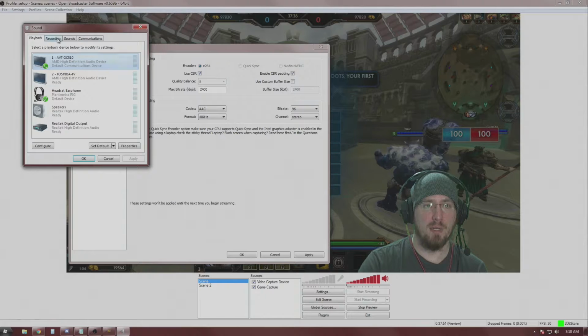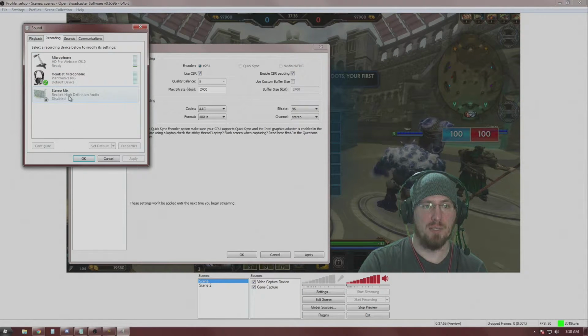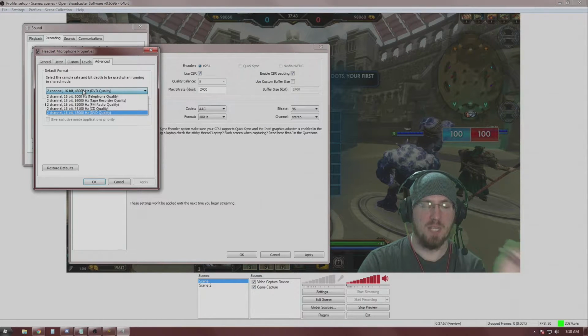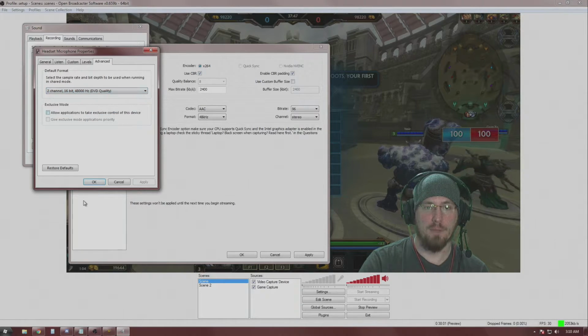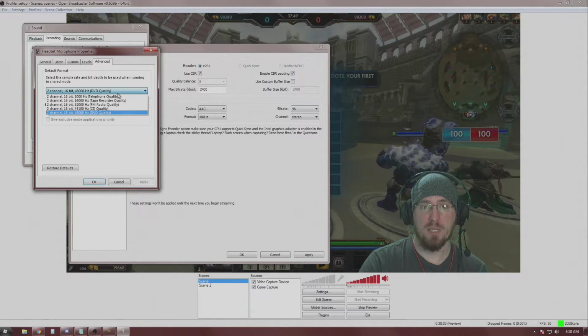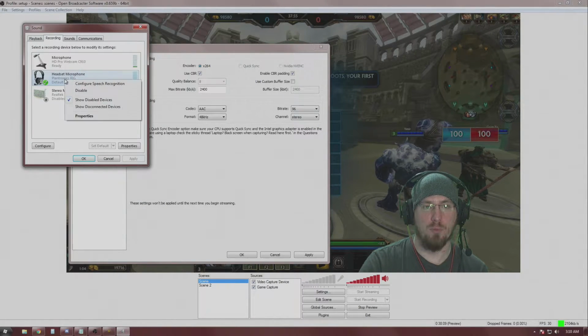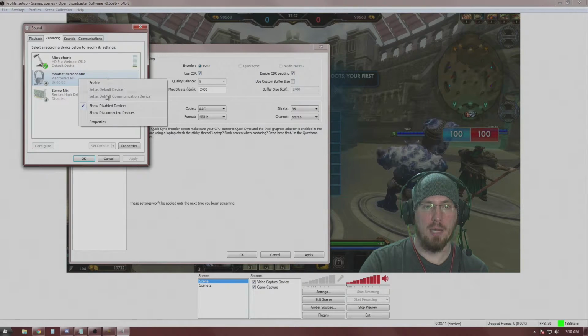All you've got to do for that, I'll show you over here in recording because I've actually got this disabled. So we do the same thing here. We'd make sure that this is the same thing as the headset earphones, which would be 48. If you cannot select 48 and only need the 44, then just select that for both. Once that's set, I would disable this one.